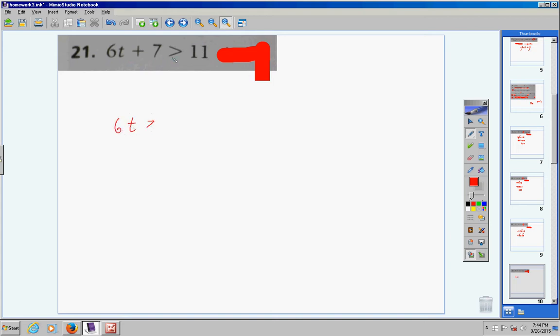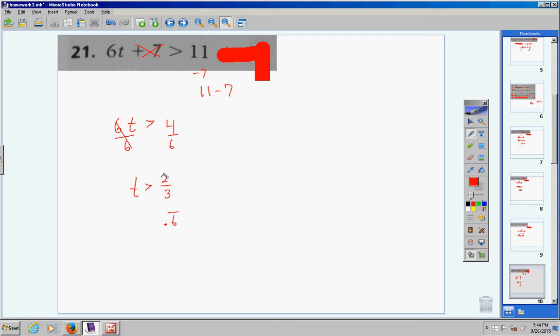So I'm going to bring my 7 over and make it a negative 7. So I have 11 minus 7. This is gone, which would give me 4. Now, simplify both sides, nothing I can do. Divide both sides by 6. And t is greater than 2/3. Now, you're welcome to put 2/3. You're welcome to put 0.6 repeating, but you are not welcome to put 4/6. If you're going to put a fraction, make sure it's reduced.